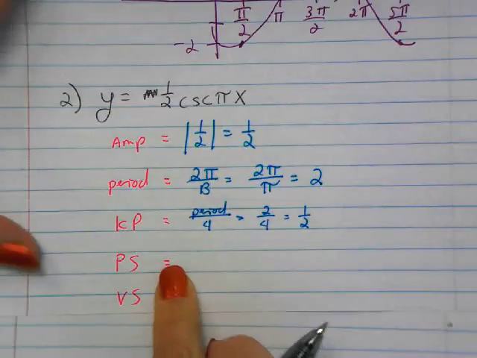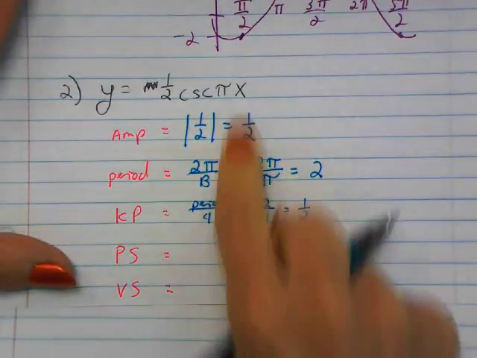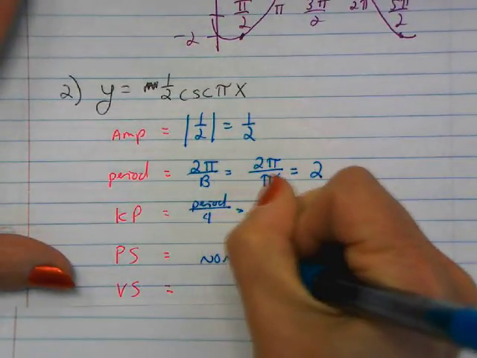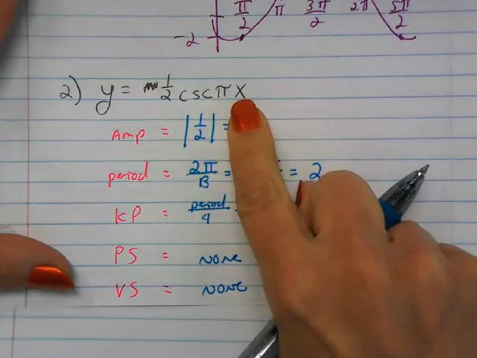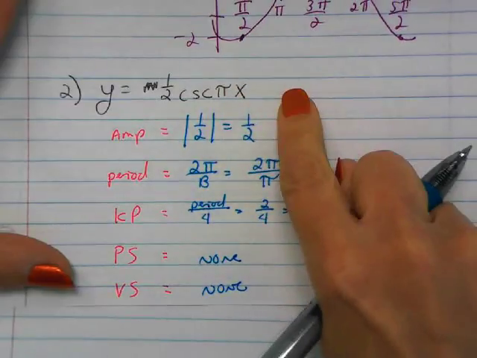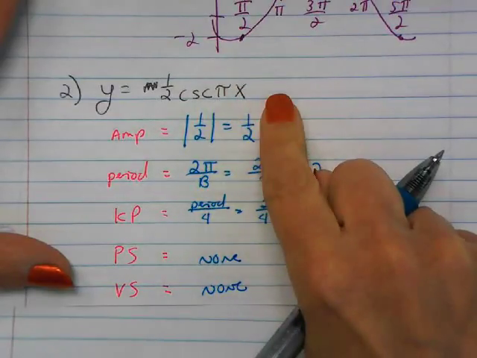My phase shift. Do I have a phase shift? No. And do I have a vertical shift? No. I know that I'd have a phase shift if I had parentheses. I know I'd have a vertical shift if I had a plus or minus tagging along.